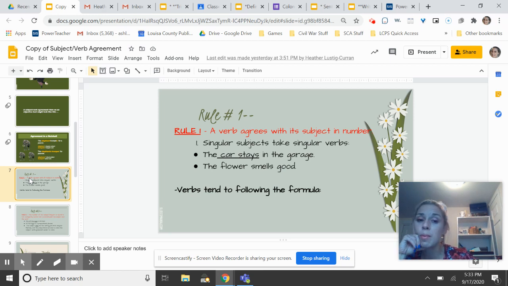A verb must agree with its subject in number. Singular subjects always take singular verbs. The car stays in the garage. The flower smells good, right? One verb, one subject. Verbs tend to follow a particular formula, which we're going to look at next week.